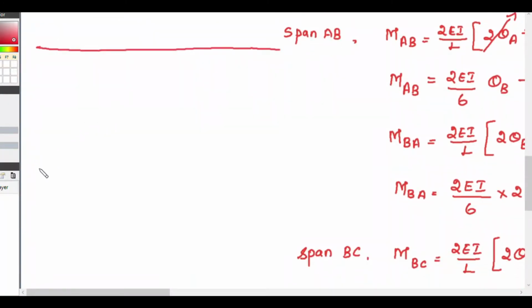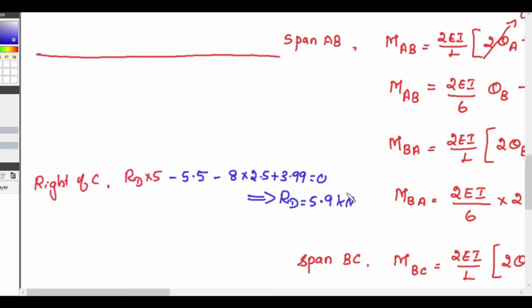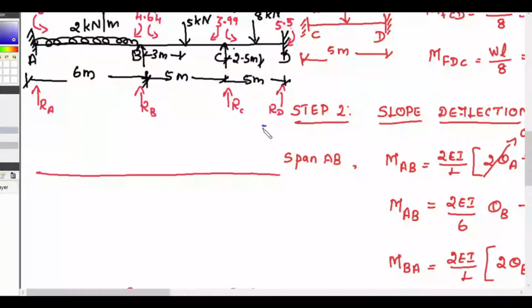We'll write, we are taking the equations to the right of C. So when we are considering the right of C, we get RD into 5 minus 5.5 minus 8 into 2.5 plus 3.99 equal to 0, from which you get RD is equal to 5.9 kilonewton. Okay, so RD is equal to 5.9 kilonewton.